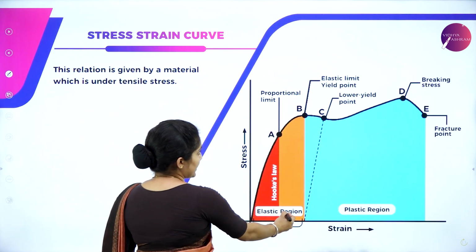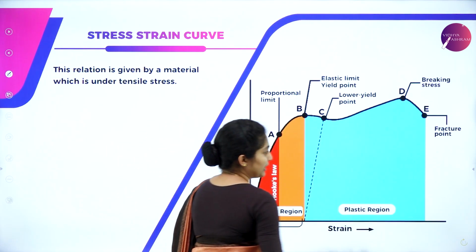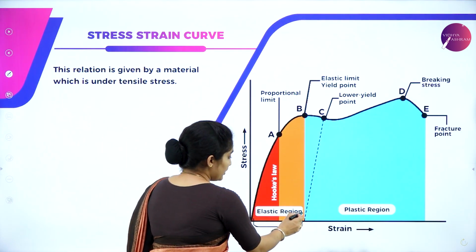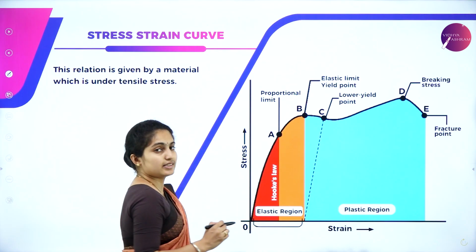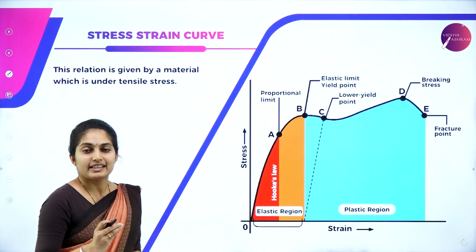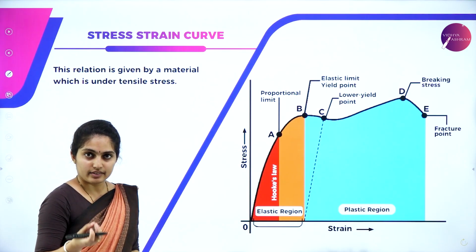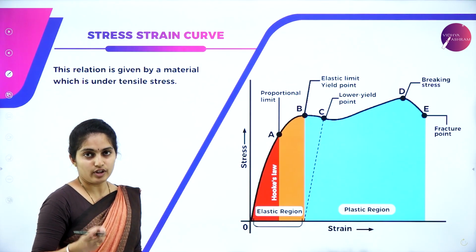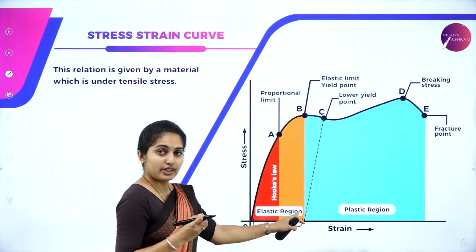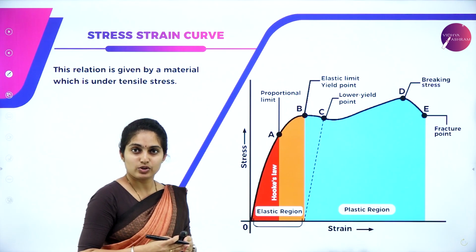A to B, it's an elastic region. B to C, B to E, it is a plastic region. That means from here to here, that is the elastic region, is the region till where exactly we can extend the limit of that spring or any of the objects. That means as you change the configuration of an object, it can regain back to its original position.